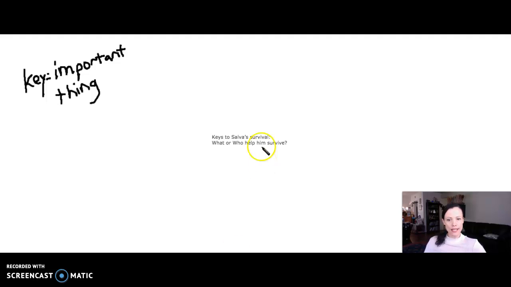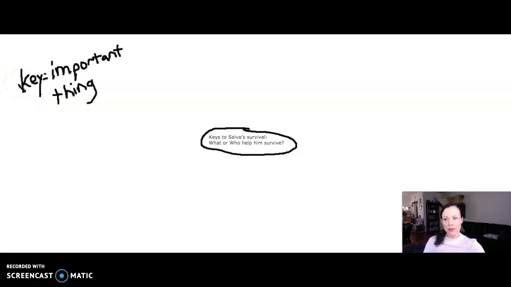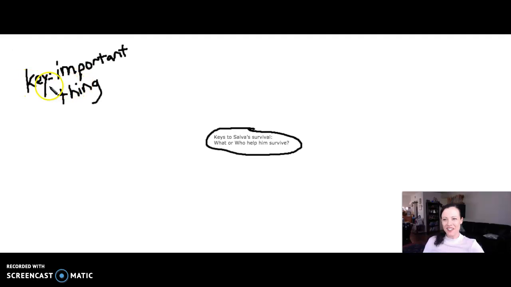For your homework for today, you had to write about the keys to Salva's survival. Meaning, he had a lot of difficult things happen to him. So what helped him survive, or who helped him survive? These things I'm calling keys. The word key can mean, of course, the key that you open your door with, but it can also mean an important thing. Okay, so what are the keys to Salva's survival?